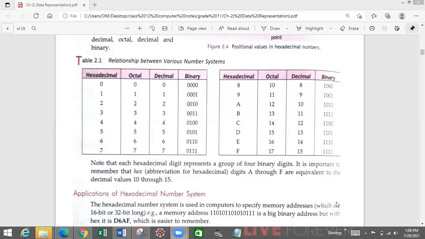Now if you check the table on the right hand side, suppose this number 8 in hexadecimal, it is represented using 1 and 000. So from here there is no issue. We do not have to put extra 0 because for representing 8 you will need 4 bits of binary representation.